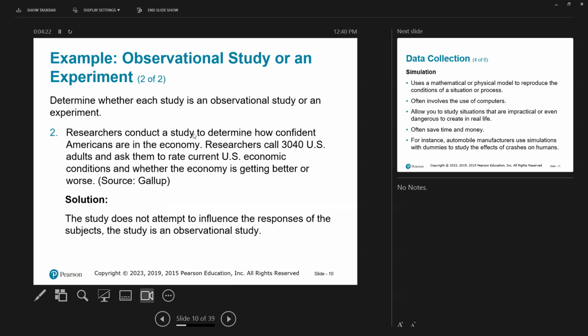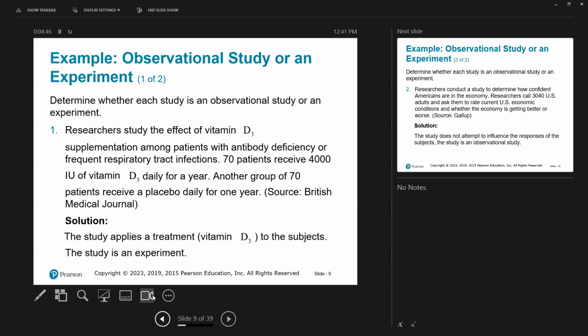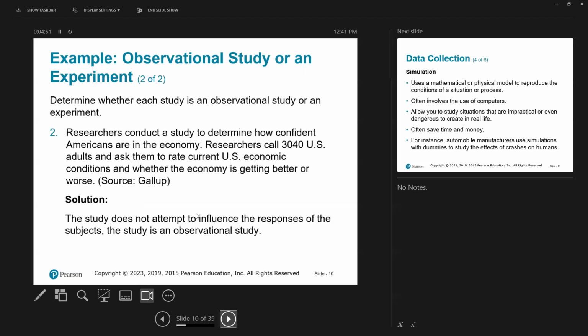researchers conduct a study to determine how confident Americans are in the economy. Researchers call 3,040 US adults and ask them to rate their current economic conditions and whether the economy is getting better or worse. Now, in order to decide if this is an observational study or an experiment, let's ask this question. Are they given any treatment in this study? The first one was applying a treatment, so it was an experiment. When we look at the second sentence here, this study does not attempt to influence the responses of the subjects, so this will be an observational study.